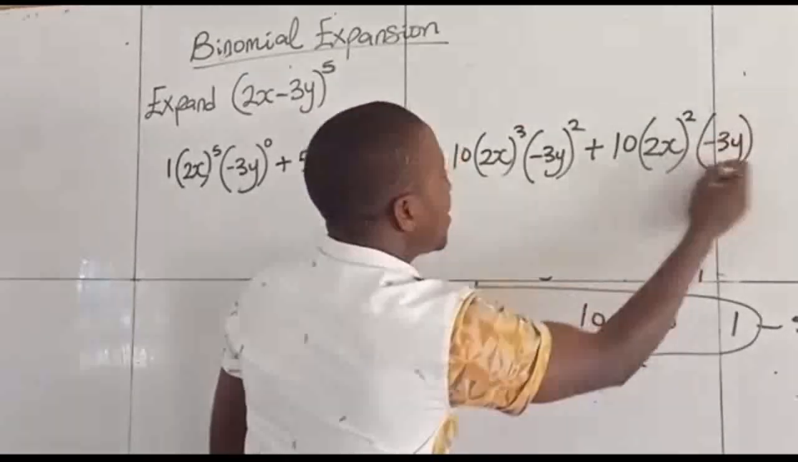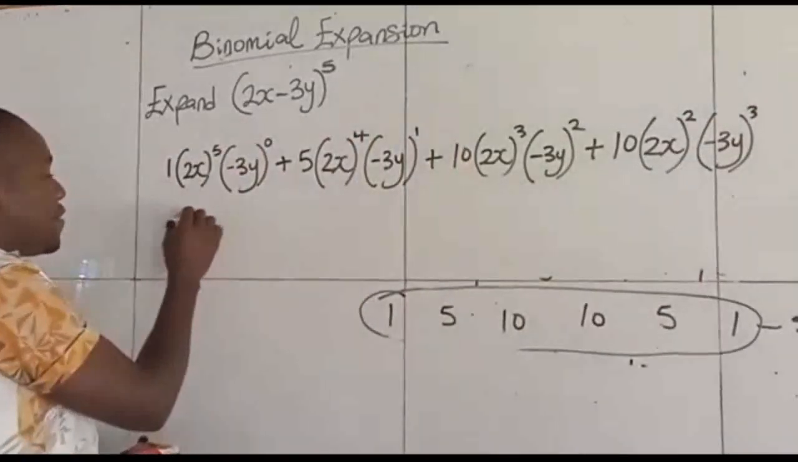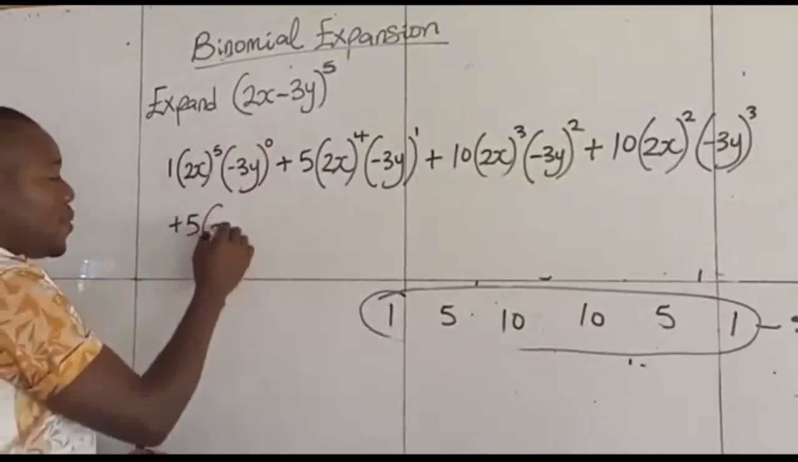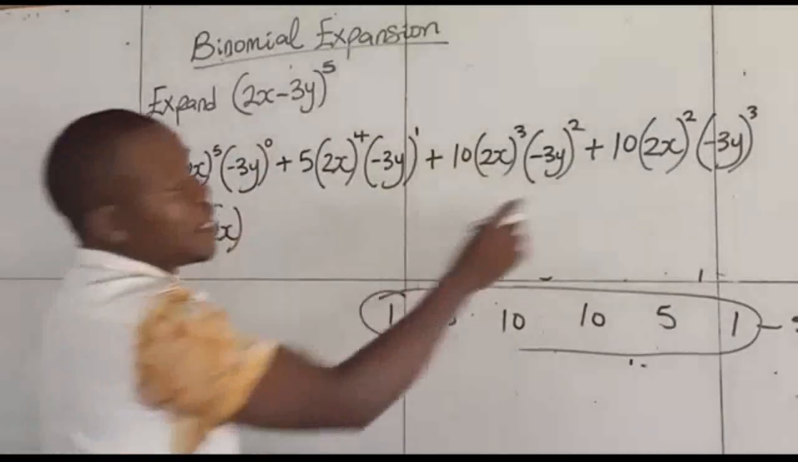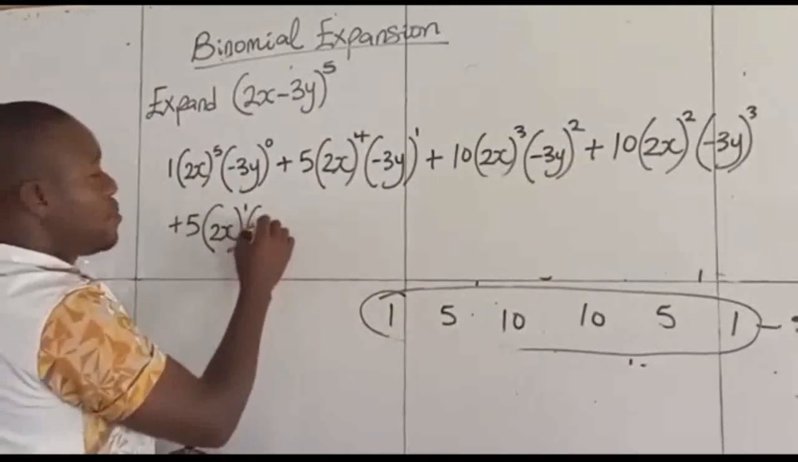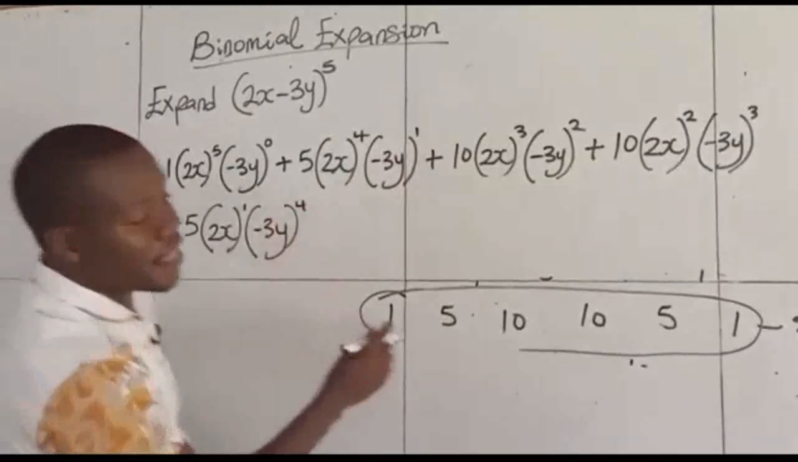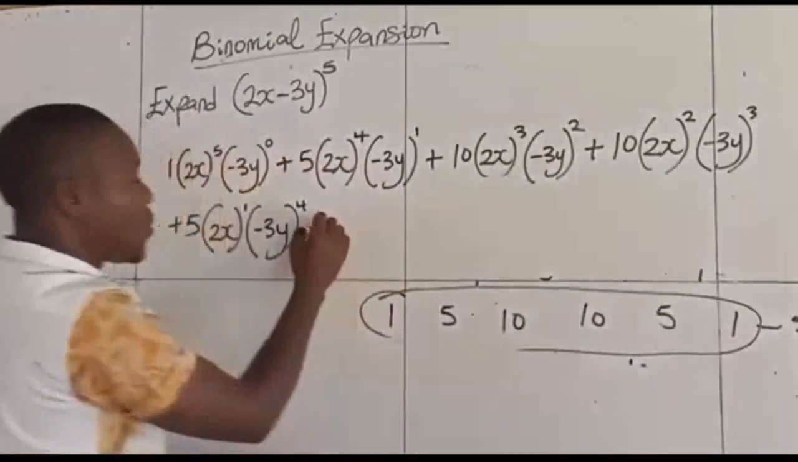The power increases from 2 to 3. And then the next coefficient, plus 5. The first term, 2x, the power goes from 2 to 1. Power reduced to 1. The next expression, minus 3y, the power increased from 3 to 4. Then finally, the last coefficient, plus 1.